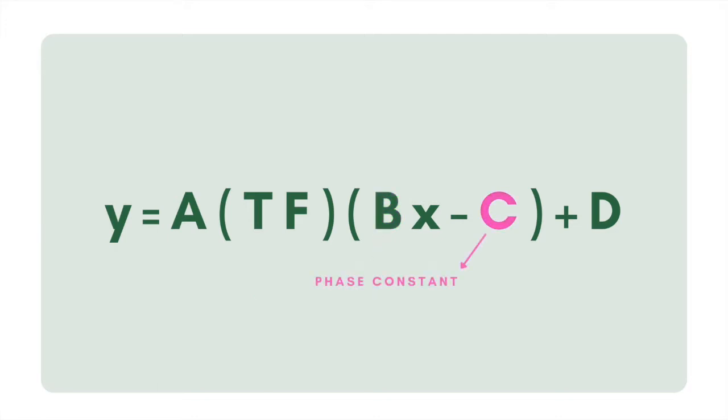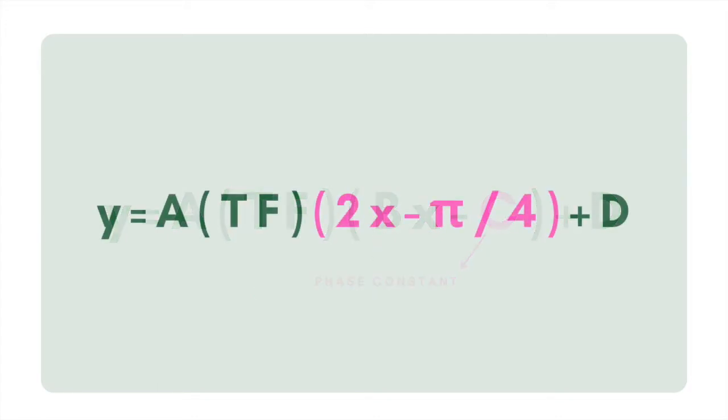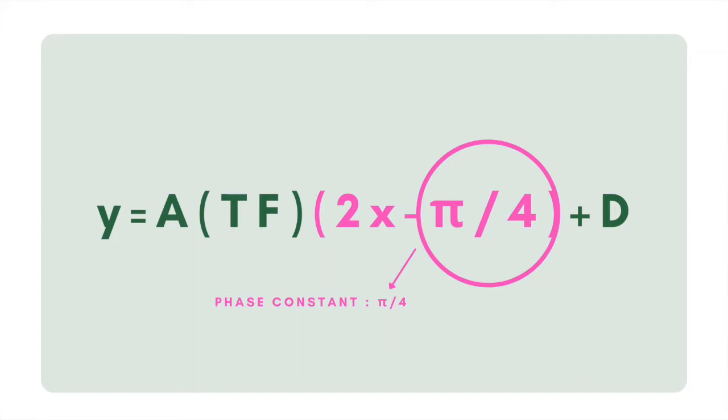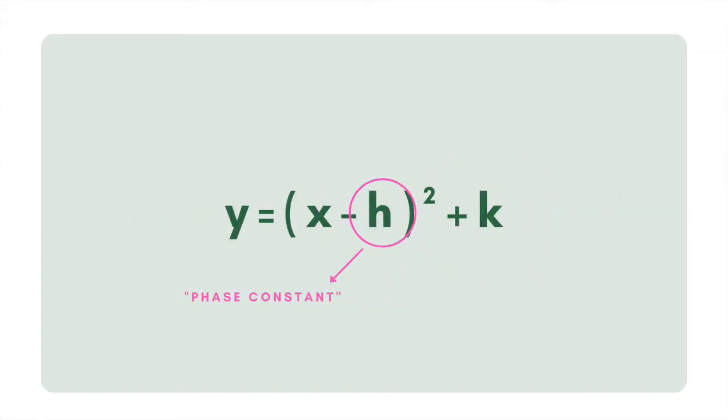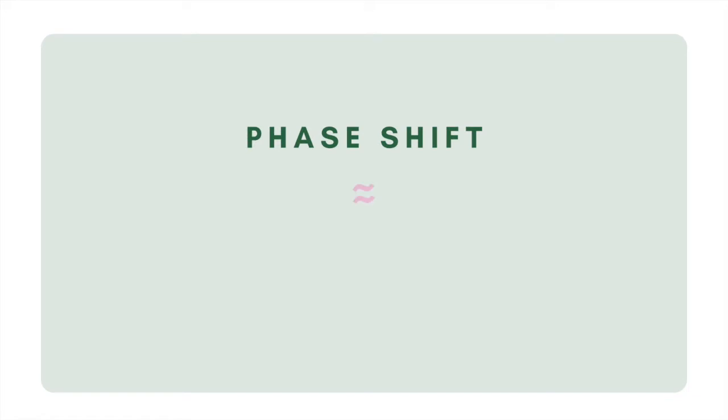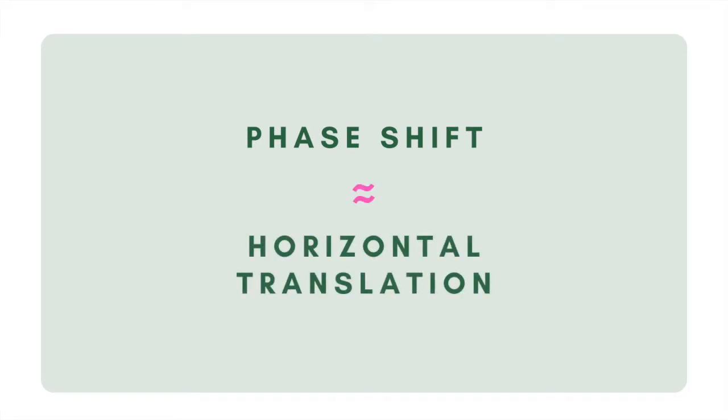c is called the phase constant. Going along with our equation, if we had 2x minus pi over 4, our phase constant would be pi over 4. With the quadratic equation, the quote-unquote phase constant would be h. Similarly, we can find similarities in finding the phase shift, which is just a fancier term for horizontal translation.